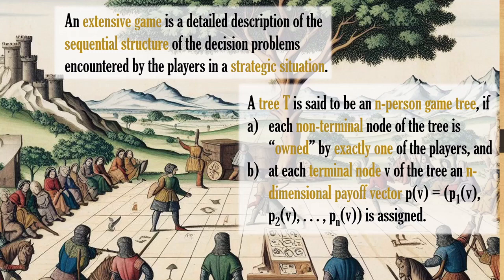So we will say that a tree T is an n-player game tree if each non-terminal node of the tree is owned by exactly one player. We say that the node is owned when the player makes a decision in this node, and each terminal node of the tree is assigned an n-dimensional payoff vector.